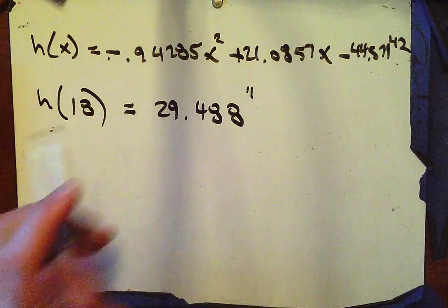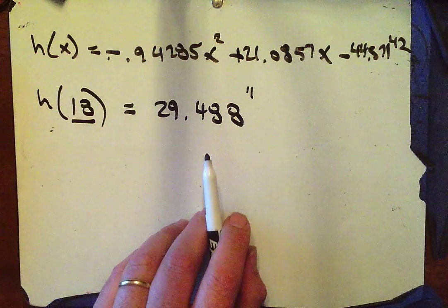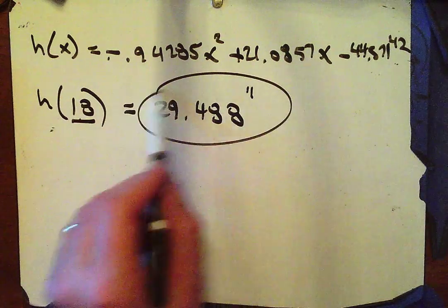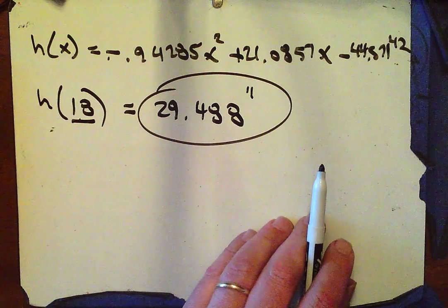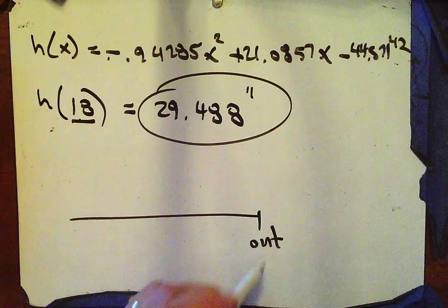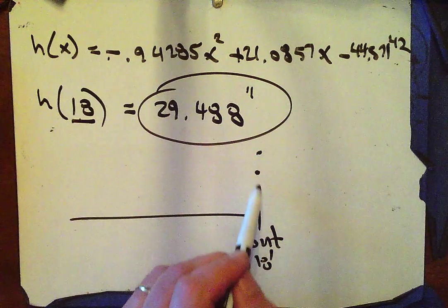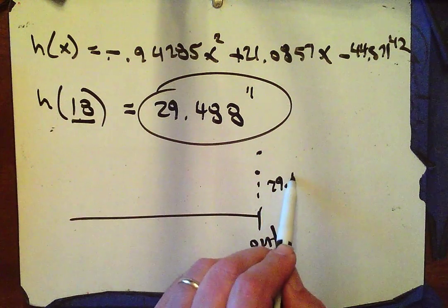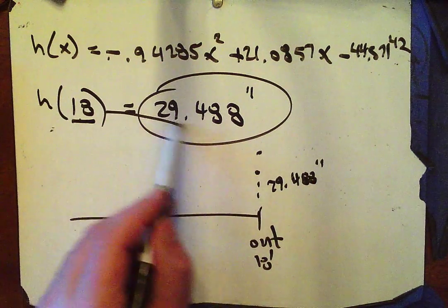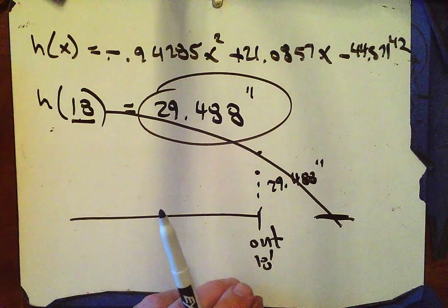So when the line is 18 feet away, this shuttlecock is still almost 30 inches in the air. So here's out at 18 feet. And at that moment, we have a height of 29.488 inches. Well, that's coming down. So sorry, that's landing out.